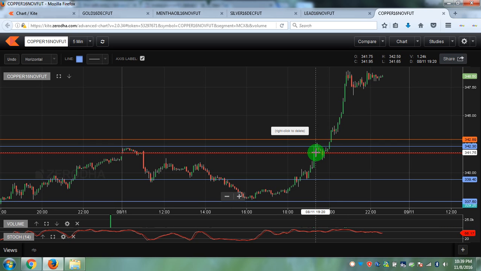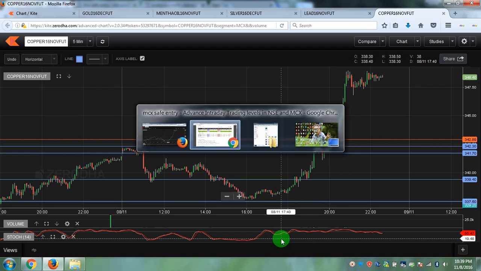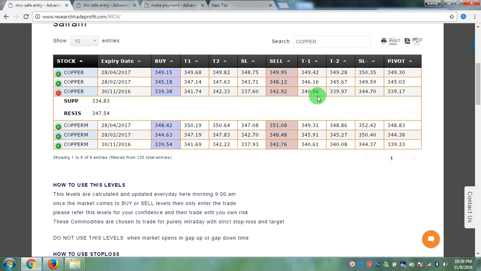6 o'clock 20 minutes, and our second target was also done at 8 o'clock 5 minutes. And these are the interesting levels. The red line, the orange line which you are seeing here, indicates to sell at 342.90 paisa. This was the level where 342.90 paisa was the sell level.